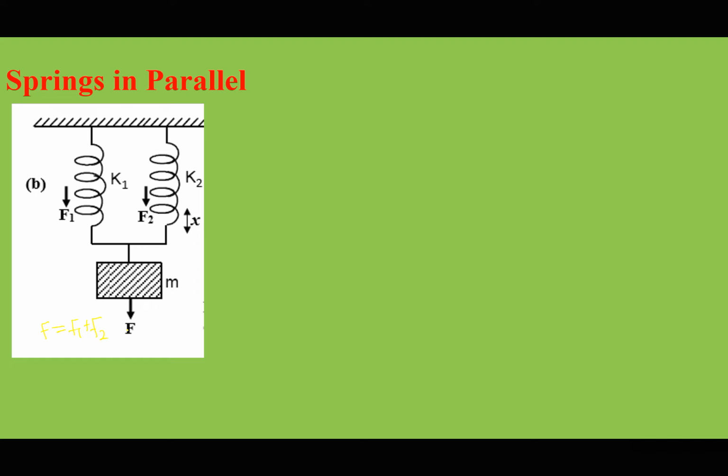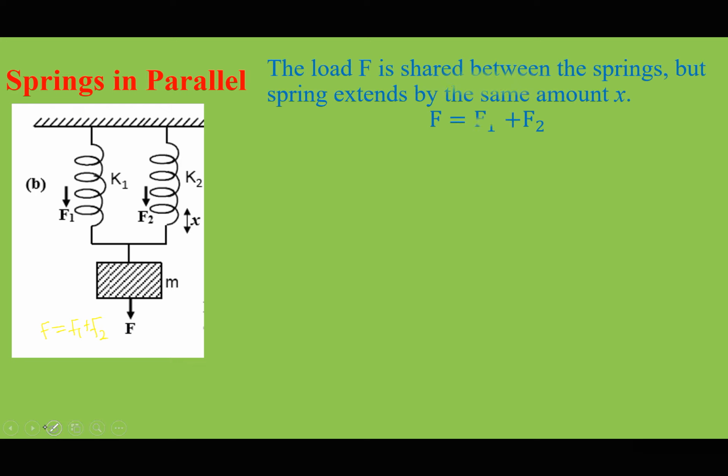But you will notice that the one which is stiffer determines how far the extension X goes, because it is the one which would limit the value of extension X. So if we have springs in parallel, the load F is shared so that F is equal to F1 plus F2.